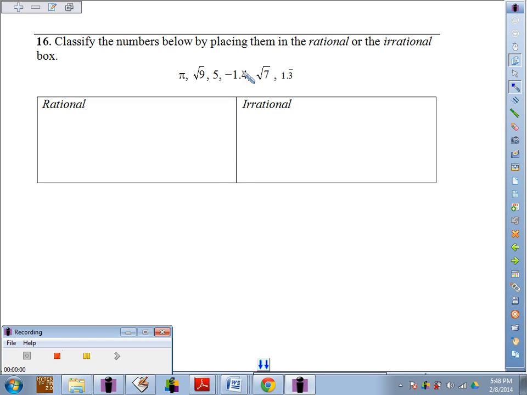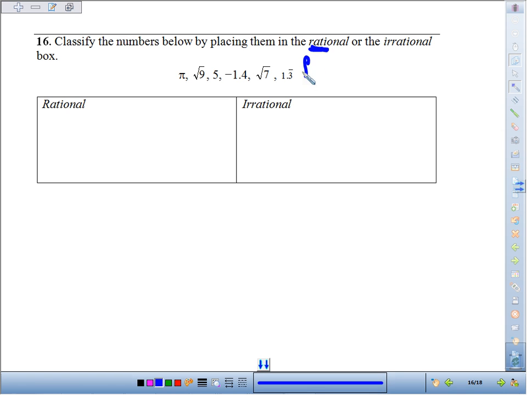16, classify the numbers below by placing them in the rational or irrational box. Rational, if something's ratio, you can write it as a fraction. If it's irrational, you can't. I like to think if somebody's irrational, they're crazy. They go on forever. They're decimals that go on forever. And the key is they don't repeat.